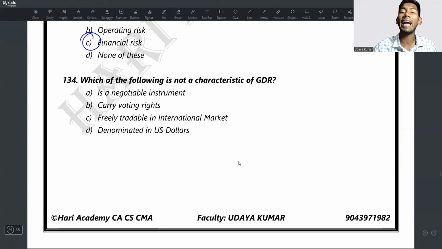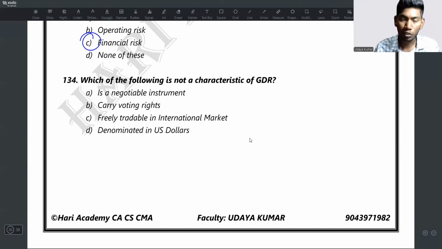Which of the following is not a characteristic of GDR? So what does it mean? GDR, Global Depository Receipts. Global Depository Receipts are a financial instrument that allows a company to raise capital in international markets. So what are the characteristics of that? It is a negotiable instrument because GDRs are negotiable and can be bought or sold in the international market. And option C, freely tradable in the international market, because GDRs can be traded freely in foreign markets, typically in stock exchanges, right?